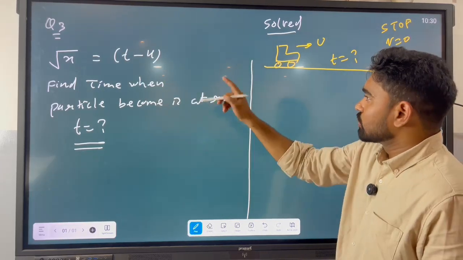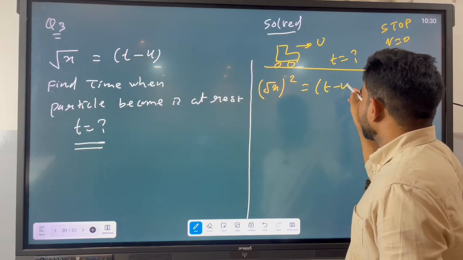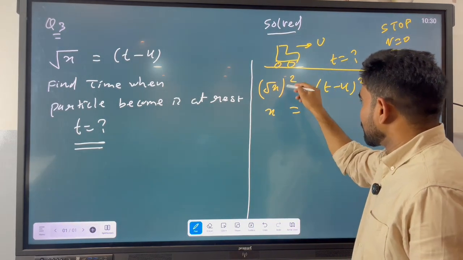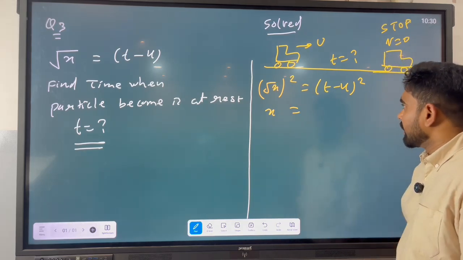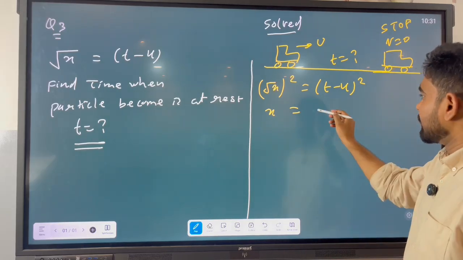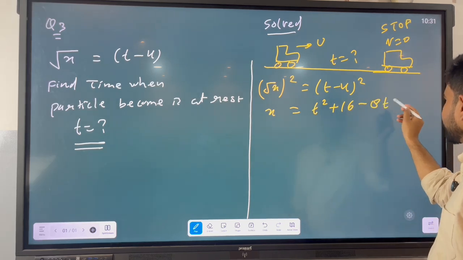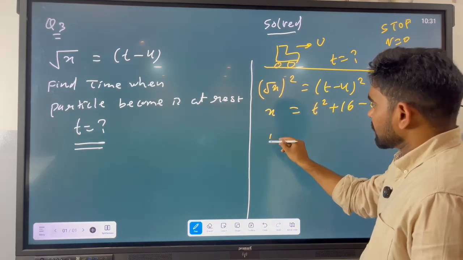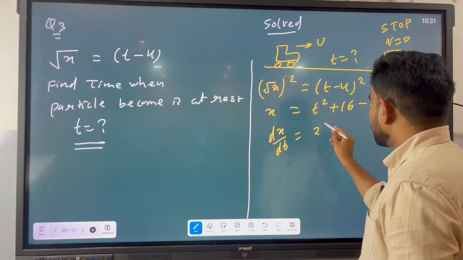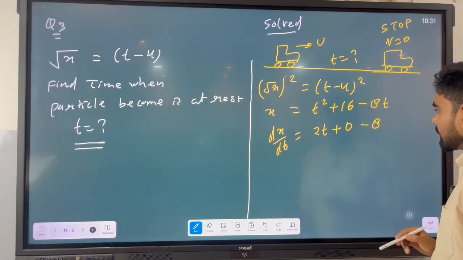Squaring both sides, root x square equals t minus 4 square, right? And here x, because the root cancels out with the square, and here using the a minus b whole square identity, t square plus 16 minus 8t, and differentiating with respect to time, dx divided by dt equals 2t plus 0 because 16 is a constant, and minus 8.